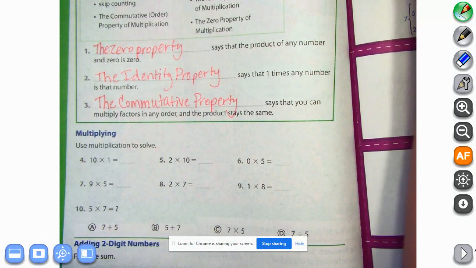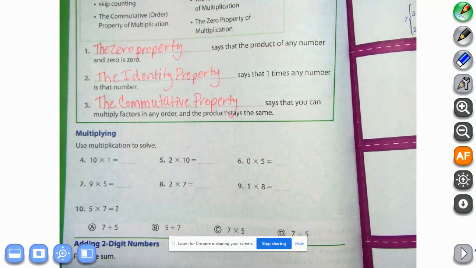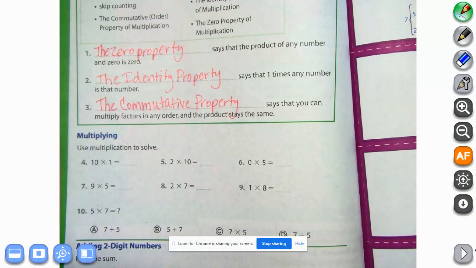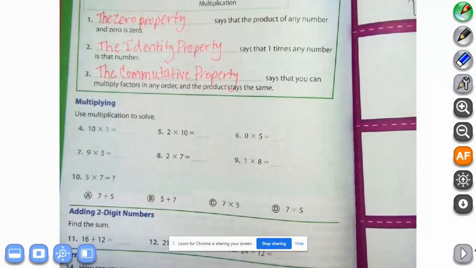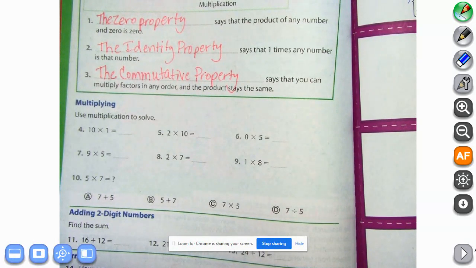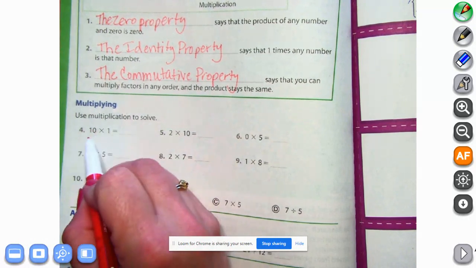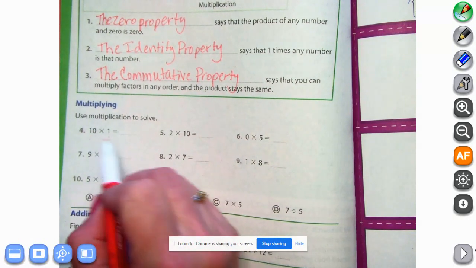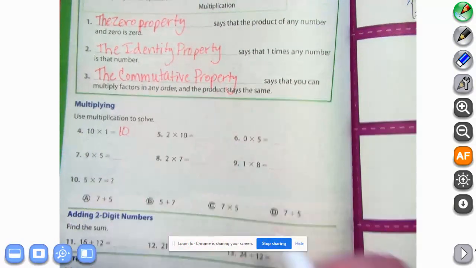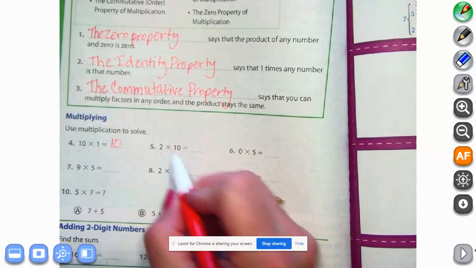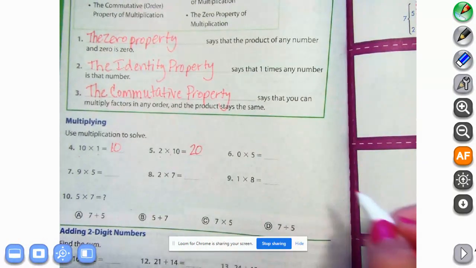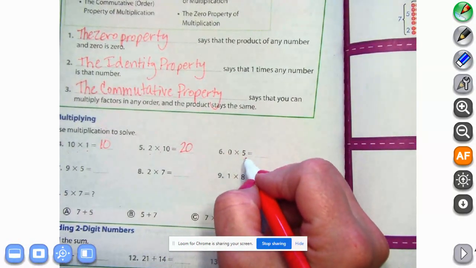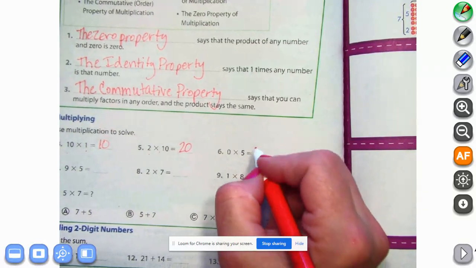All right, we're going to get started on the next one. If you need more time, go ahead and push pause, please. Sorry about that. All right, so on the next section, we're just going to be multiplying. So what is 10 times 1? Anything times 1 will be that number. So we have 10. 2 times 10 is 20. 0 times 5. Anything times 0 is 0.